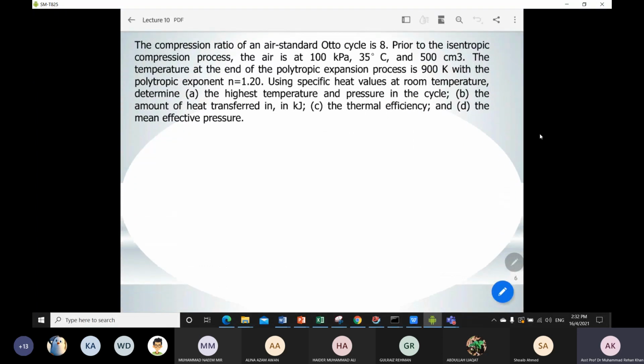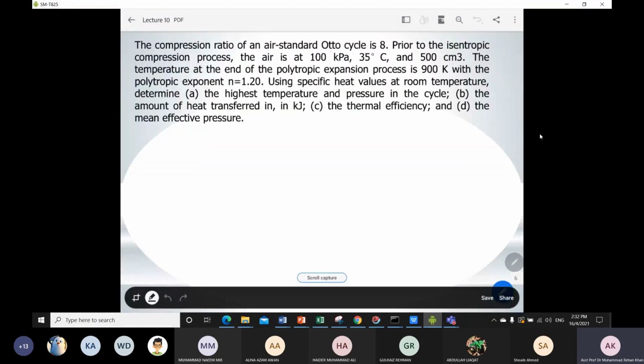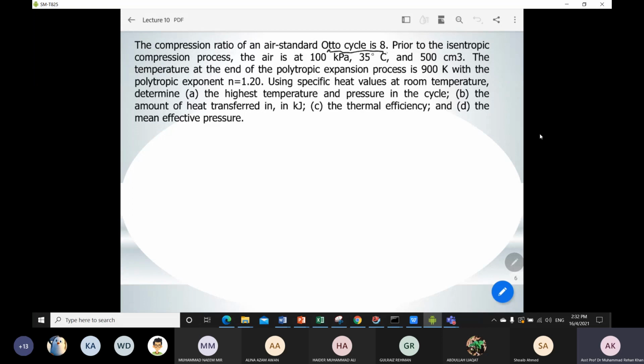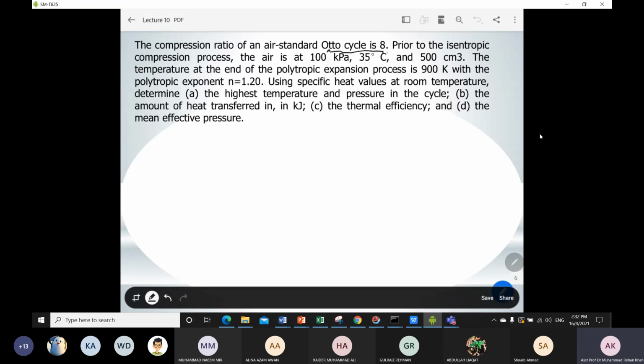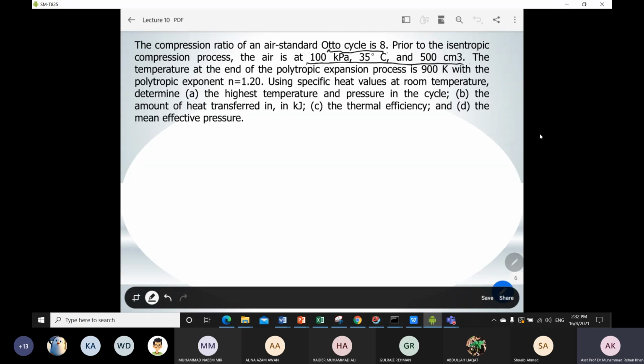So here is the one question which you have to solve. It is again an easy question, similar to the previous one which I already solved. So it is the Otto cycle. Compression ratio is mentioned over there. T1, V1 is mentioned over there. Only the values are changed, and you cannot find this question at the end of your book. You have to do it by yourself.